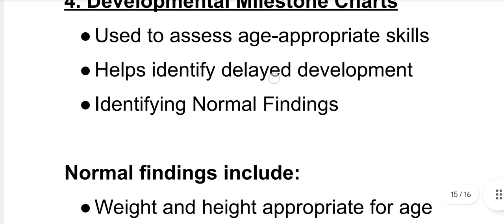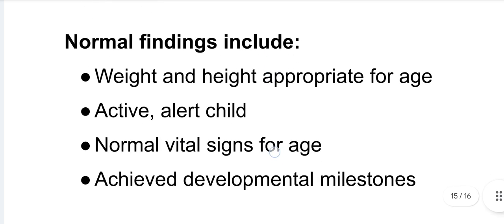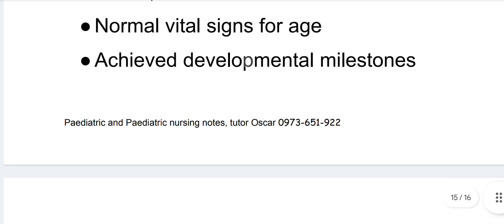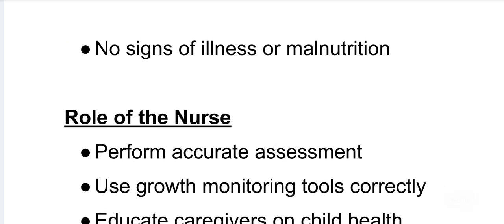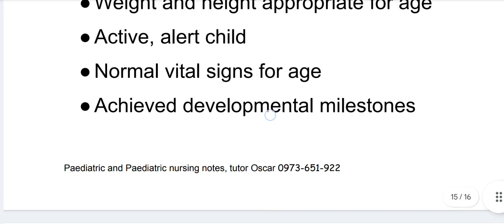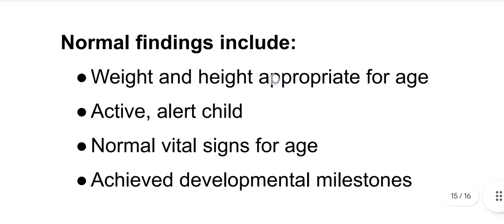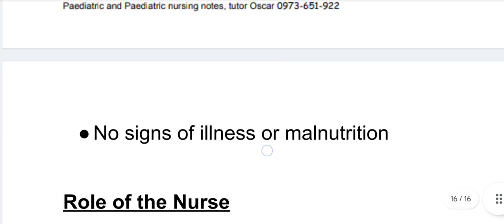Simple. Normal findings: weight and height appropriate for the age, active, alert child, normal vital signs for age, achieved developmental milestones. This is what we want to see. No signs of illness or malnutrition. Then we can say that this child has achieved normal developmental milestones.